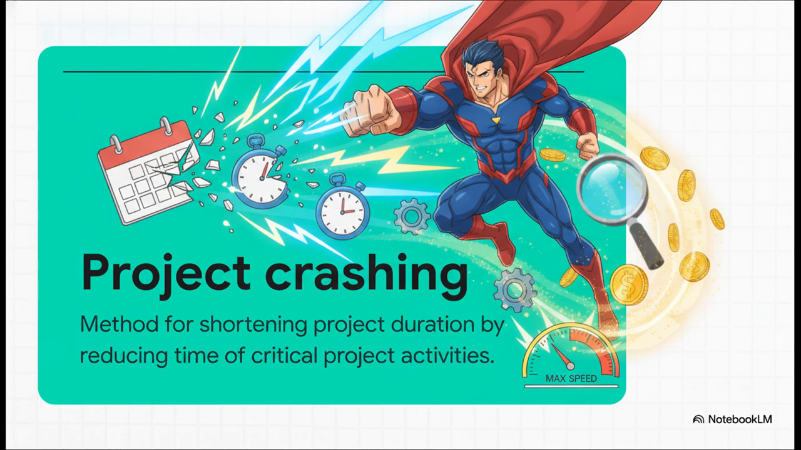So how exactly do we spend that money to catch up? Enter the superhero tool of project management, project crashing. Crashing is a specific method used for shortening the overall project duration. You do this by taking one or more of your critical activities and reducing their time to less than normal. Essentially, you're hitting fast forward to complete the project with all possible haste. But as you might guess, that haste comes at a serious premium.